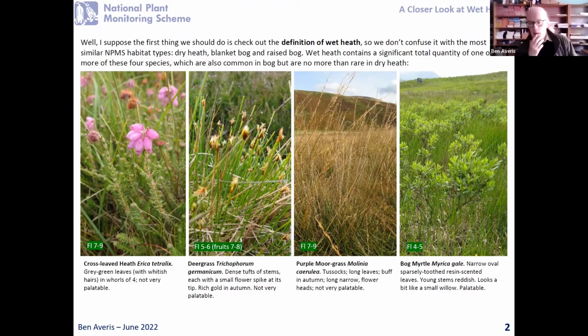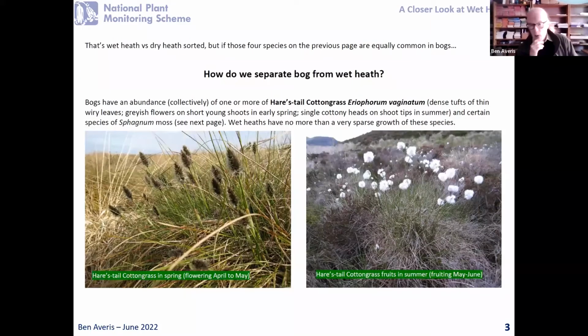So if we go on to the next page, we can see what we need to look at if we're wanting to separate wet heath from bog. The first species that comes to mind there is hare's-tail cotton grass, a big tussocky thing. It looks a little bit like deer grass, with lots of wiry things, but in this case the wiry things are leaves, whereas in deer grass there are stems with tiny little brownish flowers at the tips. Hare's-tail cotton grass flowers come out very early in the year, those funny greyish catkin-like things, and then later, like at this time of year now, they turn into these single white cottony heads, very, very distinctive.